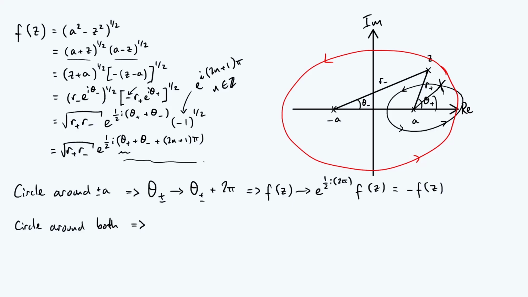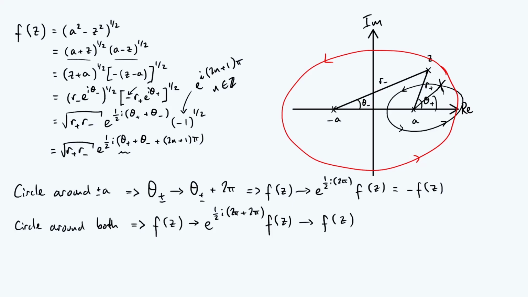So overall, you've added 4 pi to that complex exponential bit. So what's going to happen is f of z is going to acquire an extra factor of e to the half i times 2 pi plus another 2 pi, like that. And then this is e to the half i times 4 pi, which is e to the 2 pi i, which is just 1. And so f of z doesn't change. It stays as f of z if you circle around both points in the same loop.